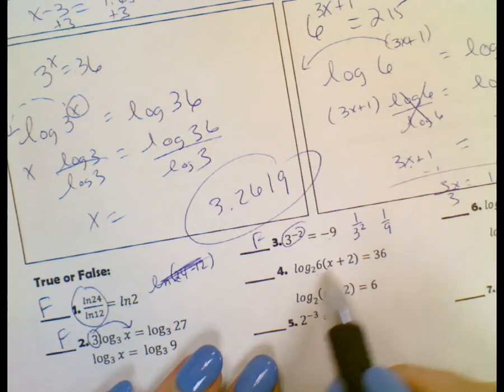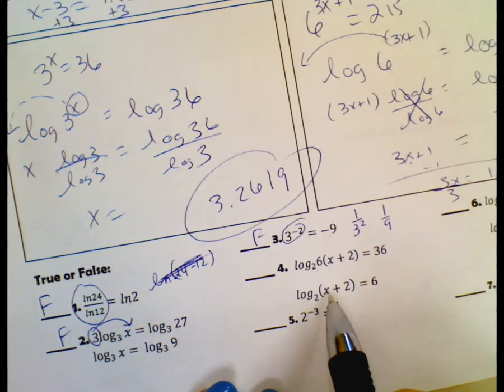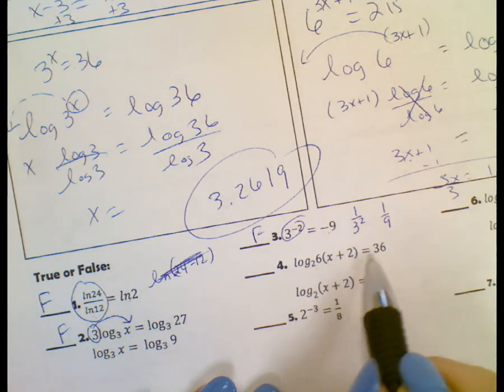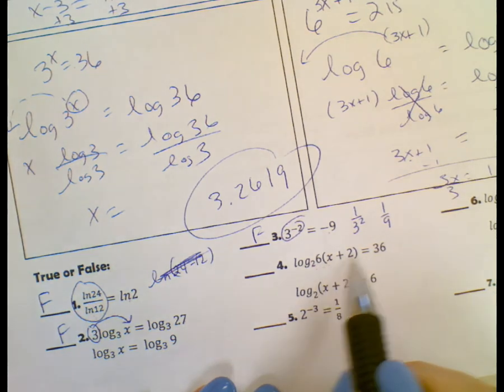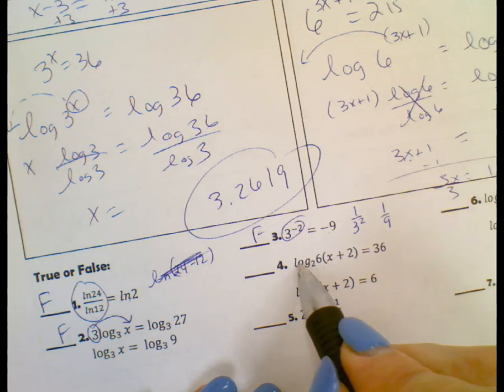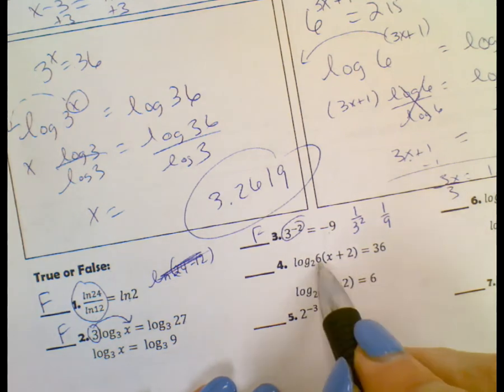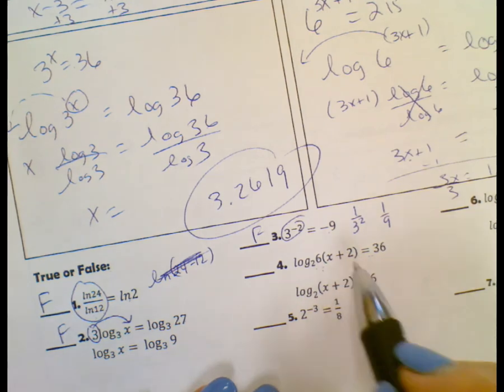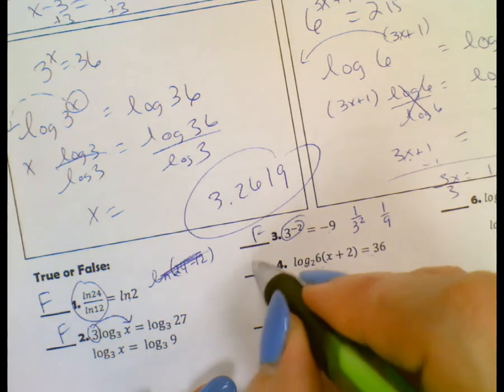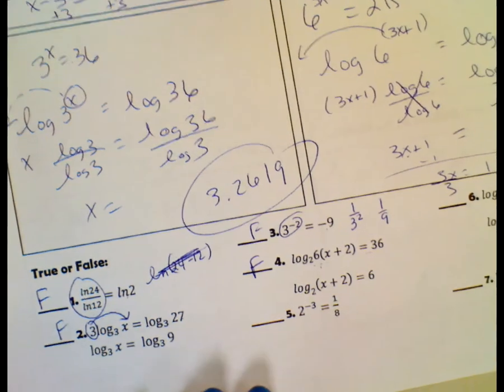If you had this problem right here, it looks like they tried to divide everything by 6. Can you do that? No. You would actually expand this. It'd be log base 2 of 6 plus log base 2 of x plus 2. You cannot just divide by 6. They're not regular problems. Logarithms have their own special properties. You just can't divide by 6.